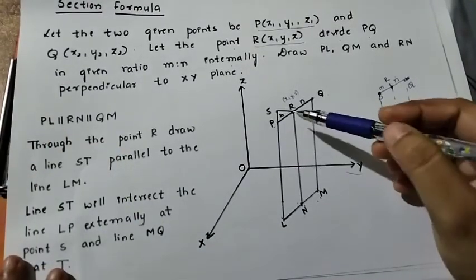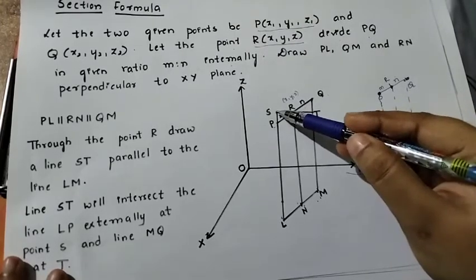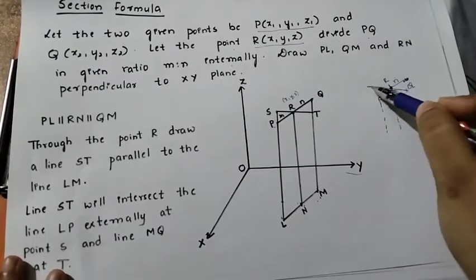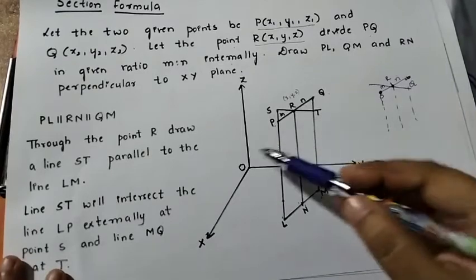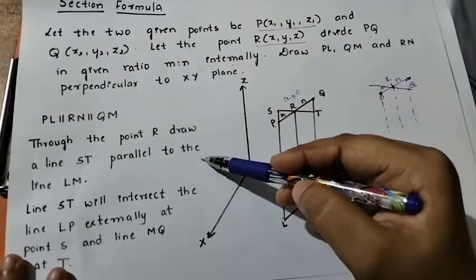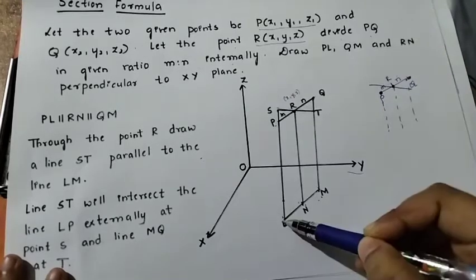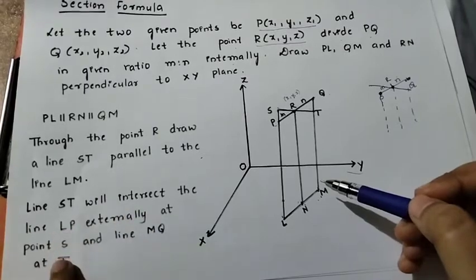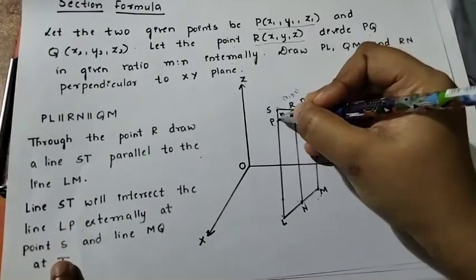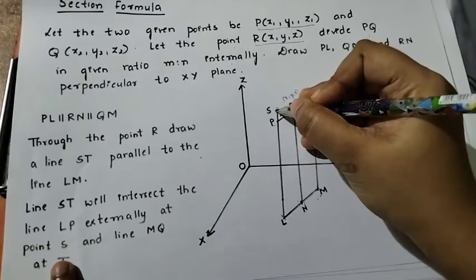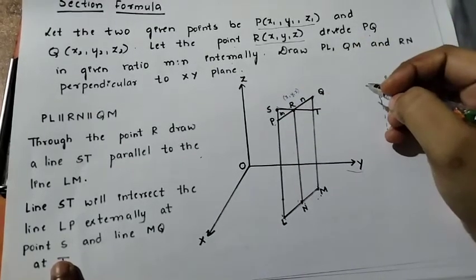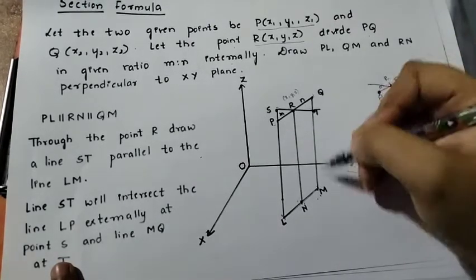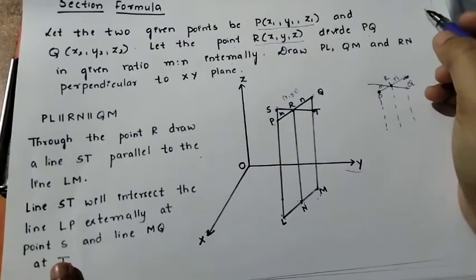Next, through this point R, draw ST. One more line you have to draw, ST. From this point, draw a line ST, and that ST should be parallel to LM. This ST line should be parallel to LM. So ST will intersect LP externally at point S. So this is your line LP. Here S meets it externally. Here also it will intersect at what? T point. It intersects MQ externally at the T point.